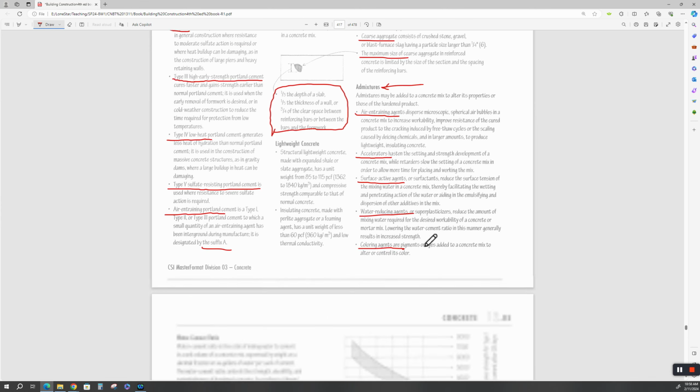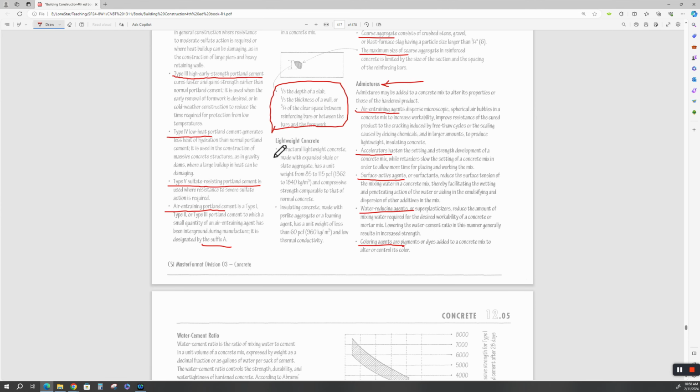All right. And we talked about lightweight concrete when we talked about floors and decking and roofs, right? So you've got structural lightweight concrete, and then you have insulating concrete, where you put perlite or a foaming agent in it, and it has a unit weight less than 60 pounds per cubic foot. All right. And I've told you before, the rule of thumb for reinforced concrete is 150 pounds per cubic foot.